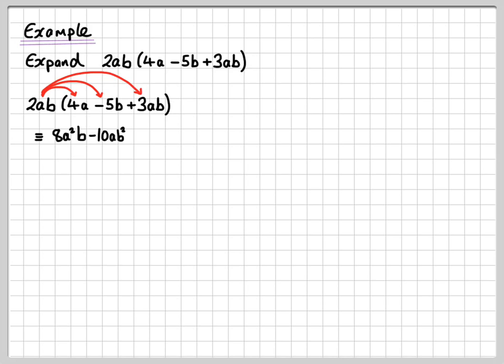We now need to do the final multiplication. So we do the 2 times by 3, which will give me 6, a times by a squared, and the b times by b squared, which will give me 6a squared b squared. And that's the final answer.